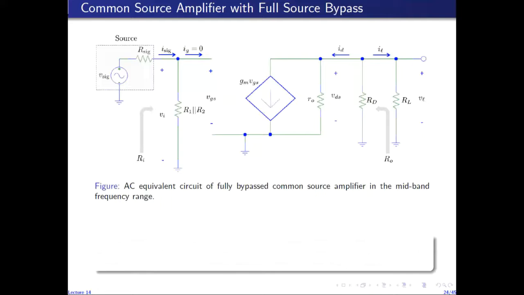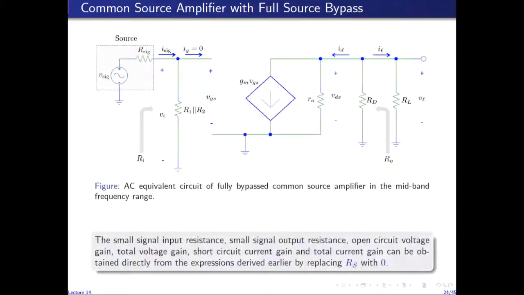So again, by simply replacing RS with 0 in those expressions for the small signal parameters, you can obtain the small signal parameters for the common source amplifier with full source bypass. And you can adapt the expressions of the maximum positive and maximum negative swing of the common source amplifier for this circuit as well.